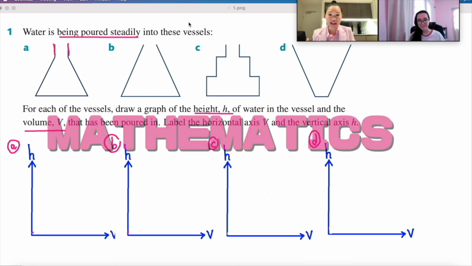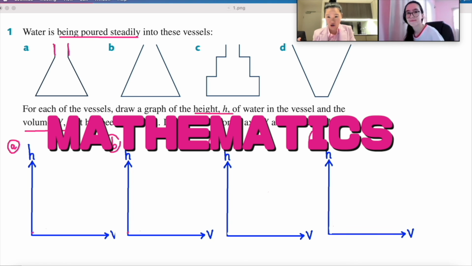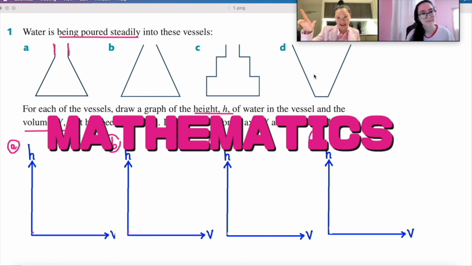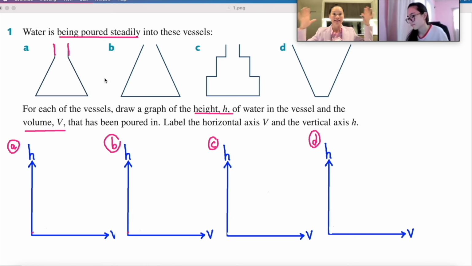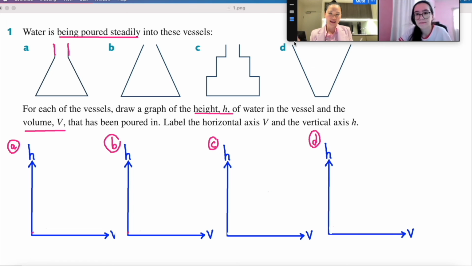Okay, everyone, look at these figures A, B, C, D. Jasmine, read the question, please. Water is being poured steadily into these vessels. Okay, you can see that we have vessels like a figure container with different shapes. Yeah? All right. Okay. Then we're going to pour water here.